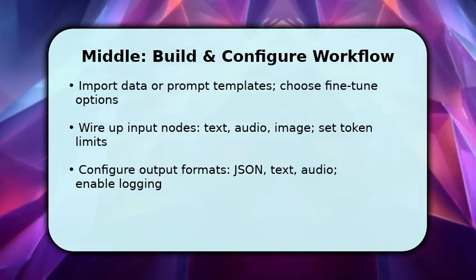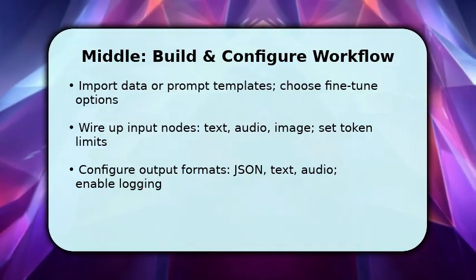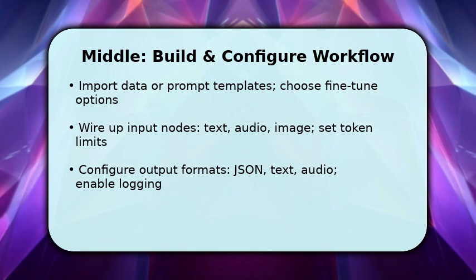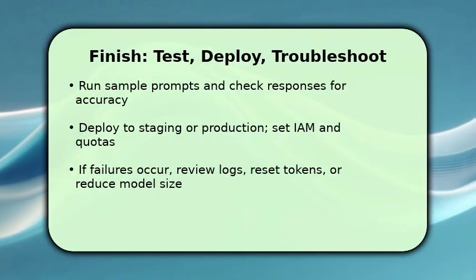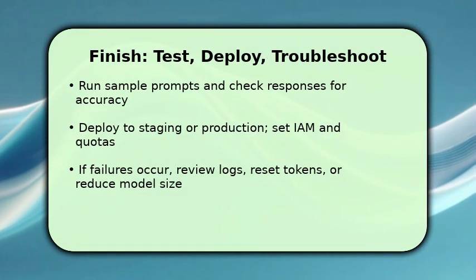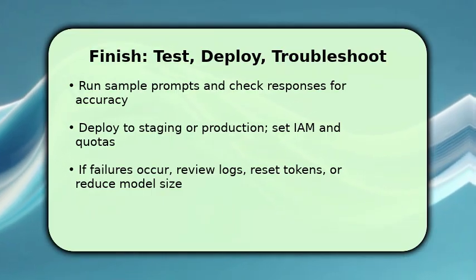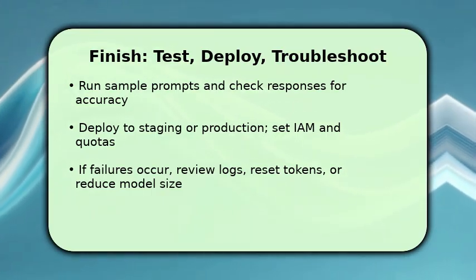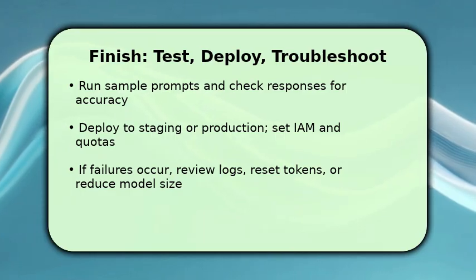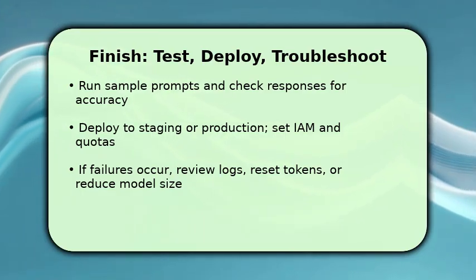You finish by running sample prompts and live tests to validate behavior. Once satisfied, deploy to staging first and then production, making sure IAM roles and API quotas are configured. Monitor latency, cost, and output quality, and iterate on prompts or fine-tuning to improve results.